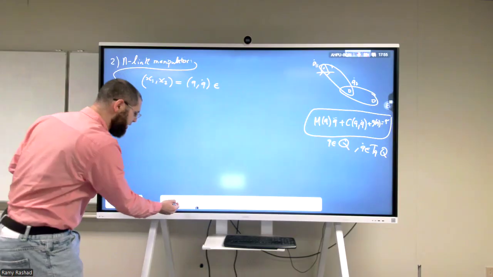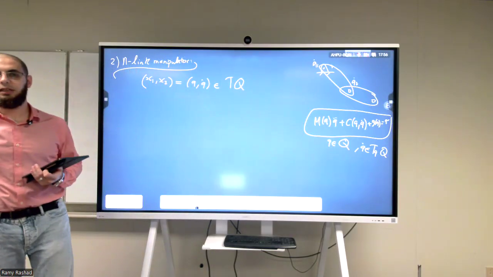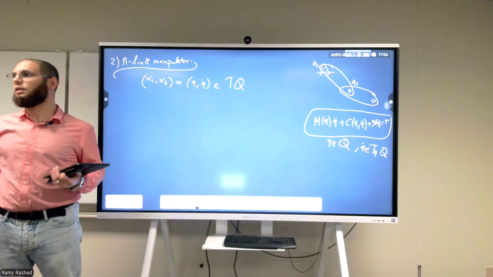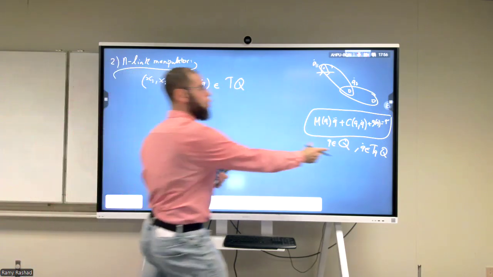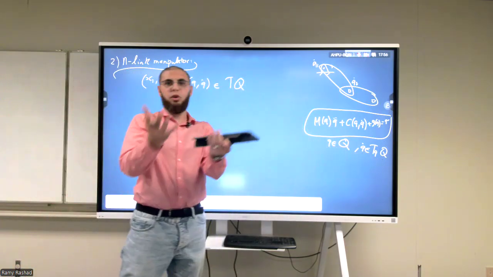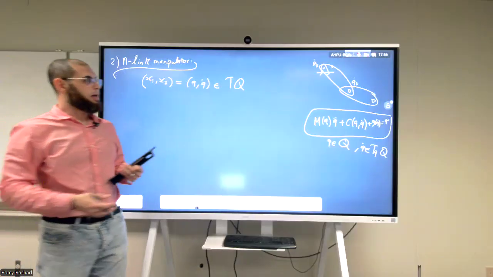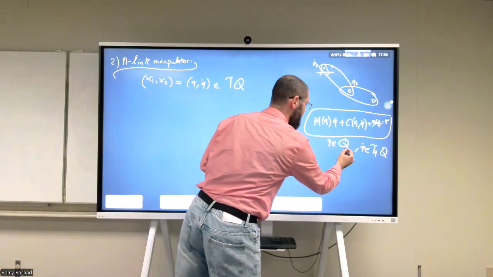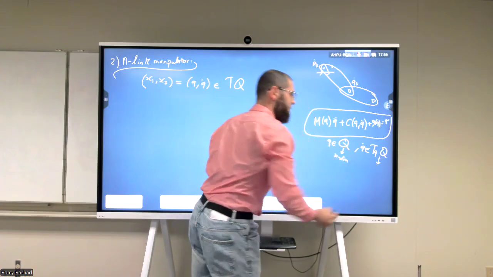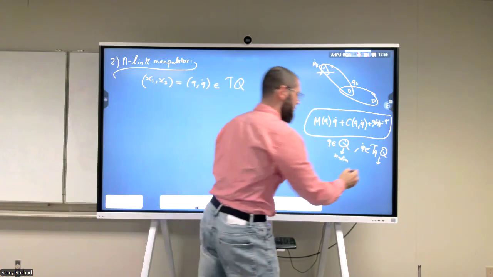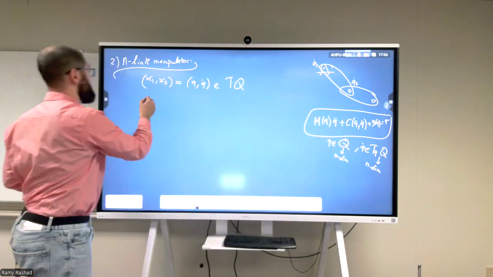There was a space where both of these lived together. What was this called? The tangent bundle, exactly. Where you take every point and its own tangent space and put them together into one big manifold. You remember that? So if Q is an n-dimensional manifold, what is the dimension of the tangent space? Also n. Then what about the state space?